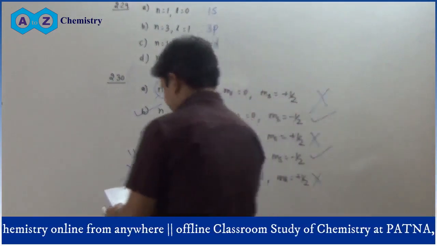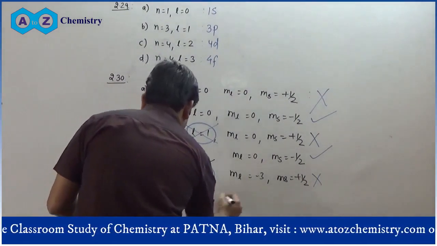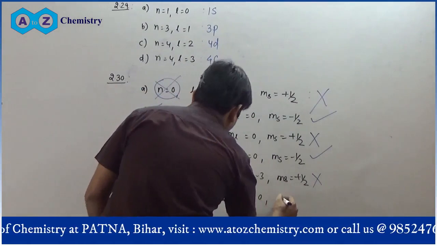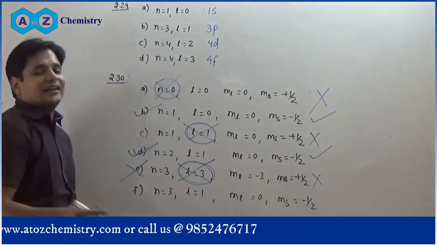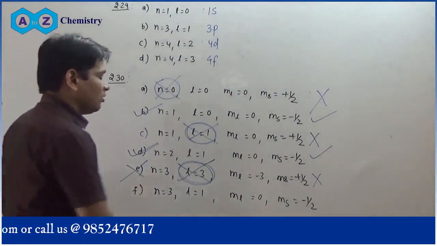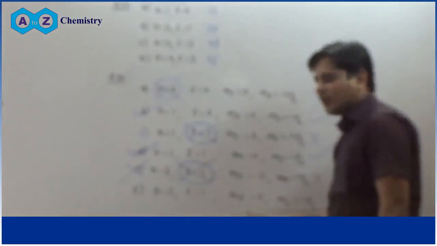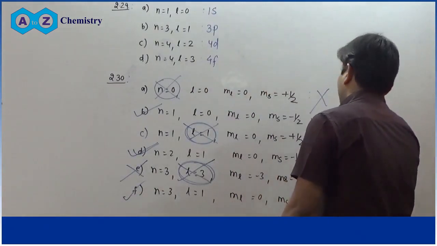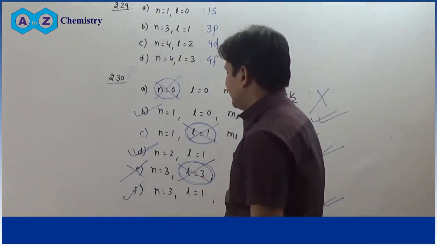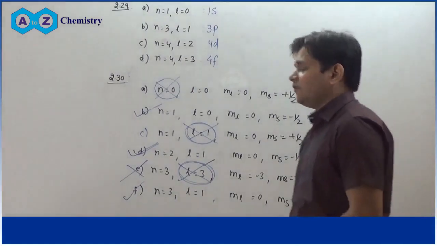For F part, n is equal to 3, l is equal to 1, ml is equal to 0 and ms is equal to minus half. This is correct. For n equal to 3, l can take values 0, 1 and 2. 1 is allowed. For l equal to 1, ml can have values minus 1, 0 and 1. So 0 is allowed. So this is the correct one. So three are wrong: A, C and E are wrong, whereas B, D and F are correct.